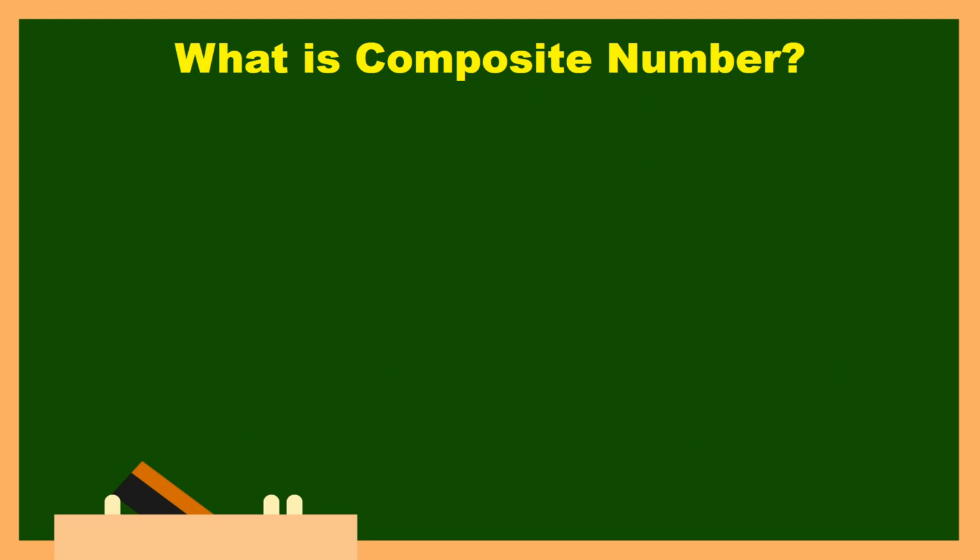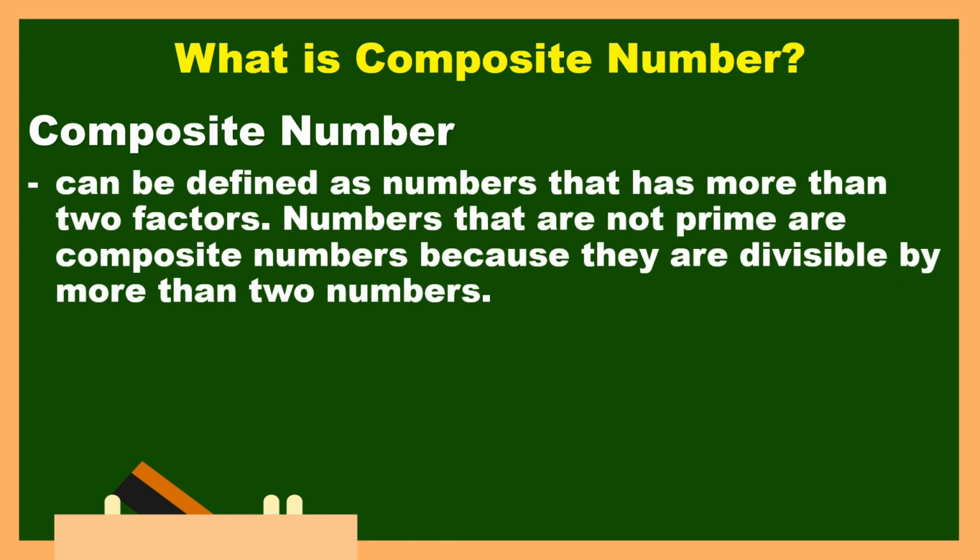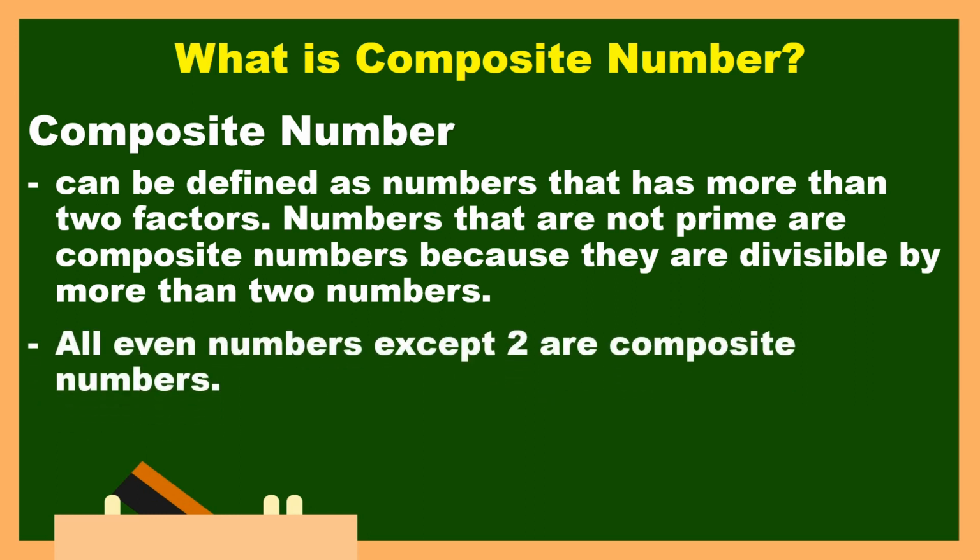Pero ano nga ba ang composite number? Composite number can be defined as numbers that have more than 2 factors. Numbers that are not prime are composite numbers because they are divisible by more than 2 numbers. So, ang composite number ay yung mga numbers na mas mahigit pa sa dalawa ang kanyang factors. At ang composite number ay yung mga hindi prime numbers. Kasi nga, siya ay divisible by more than 2 numbers. And all even numbers except 2 are composite numbers.